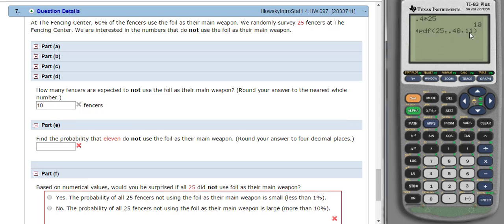This is our probability of success, and this is the number of successes we're interested in. So if you have an older calculator, you have to put it in this format. And hit enter, and we get our probability. Now they want us to round to 4 decimal places. So it would be 0.1465.